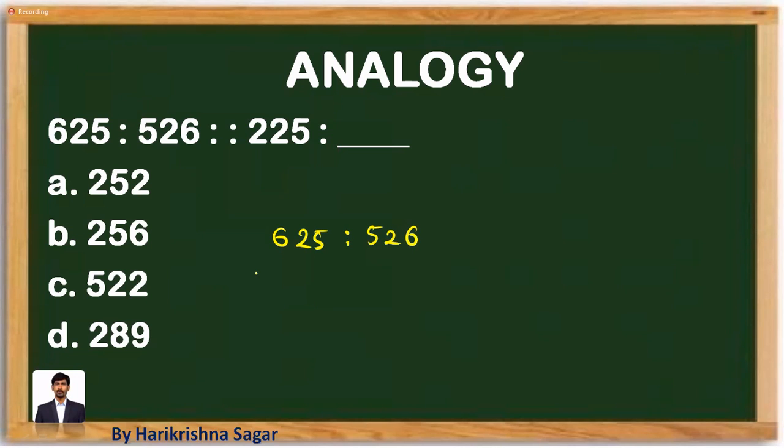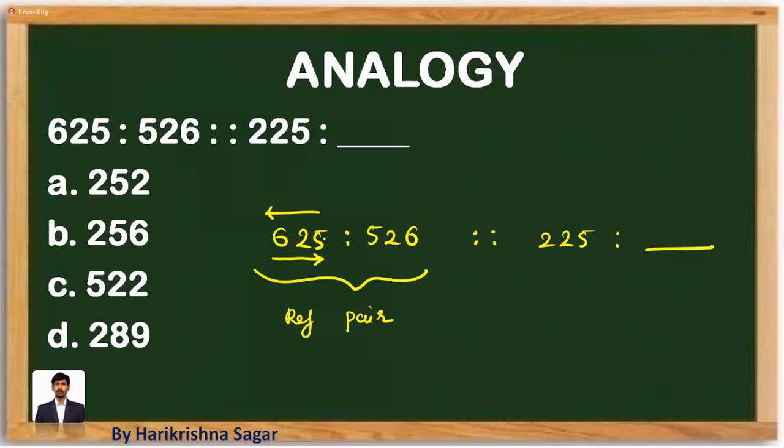What should be the logic here? First, we have to understand that. So observe this pair and understand what logic is available. Apply the same logic in order to get this. So 625 becomes 526. Just reverse the digits. 526. Just reversing the digits will give the answer.